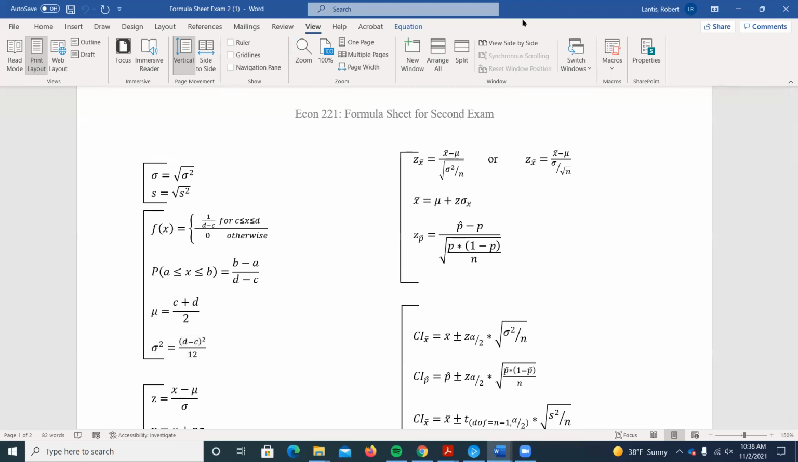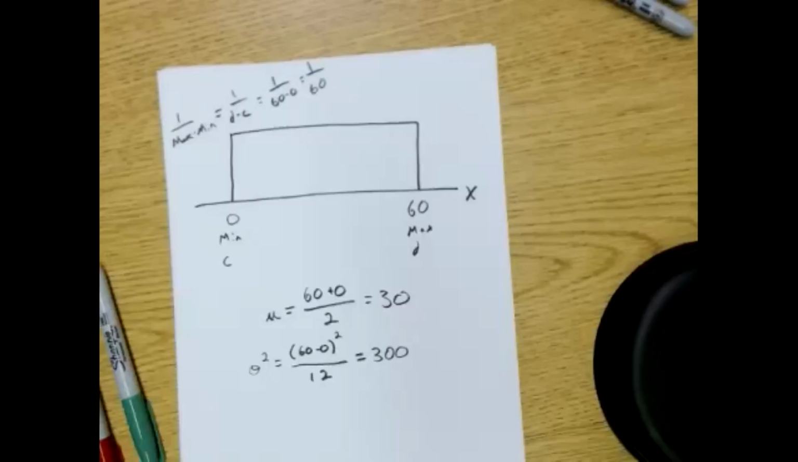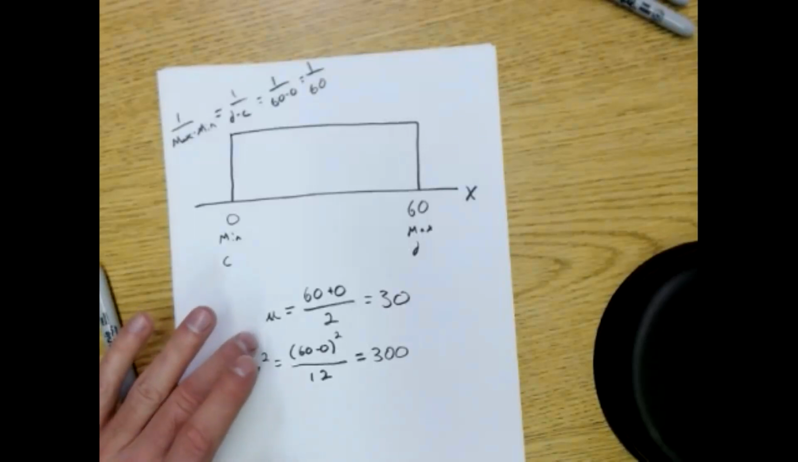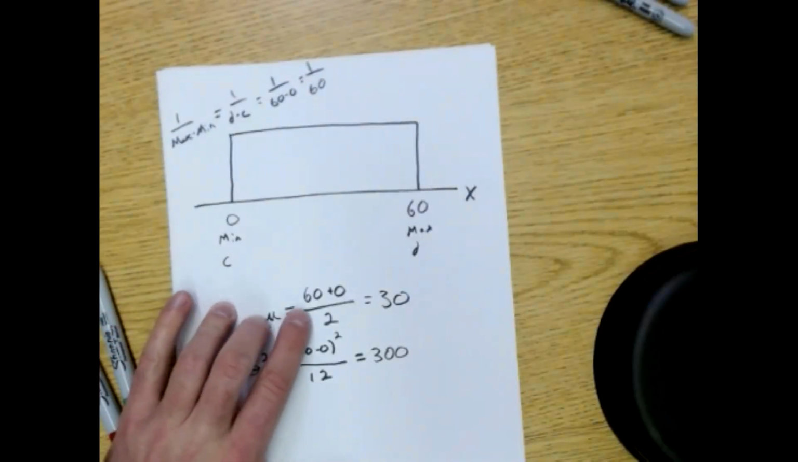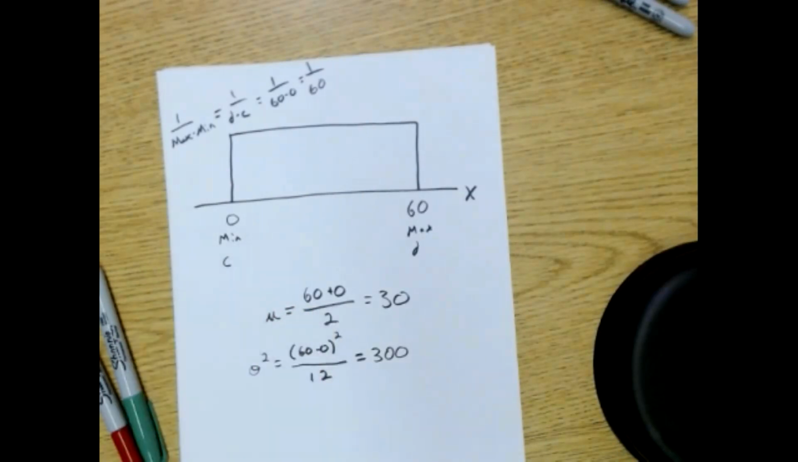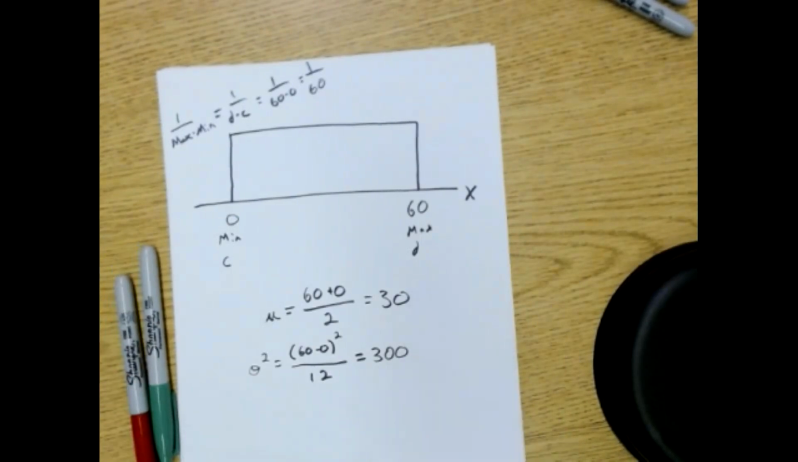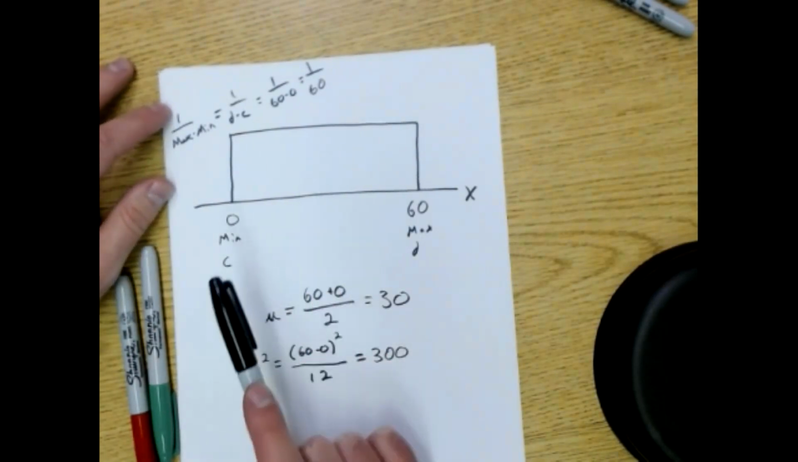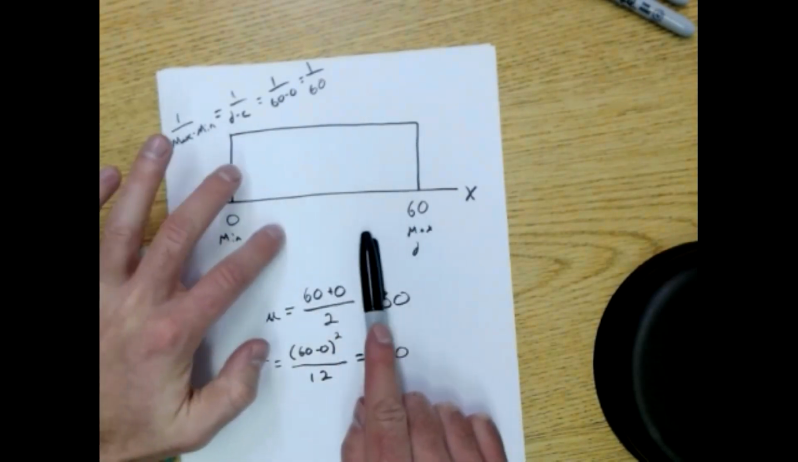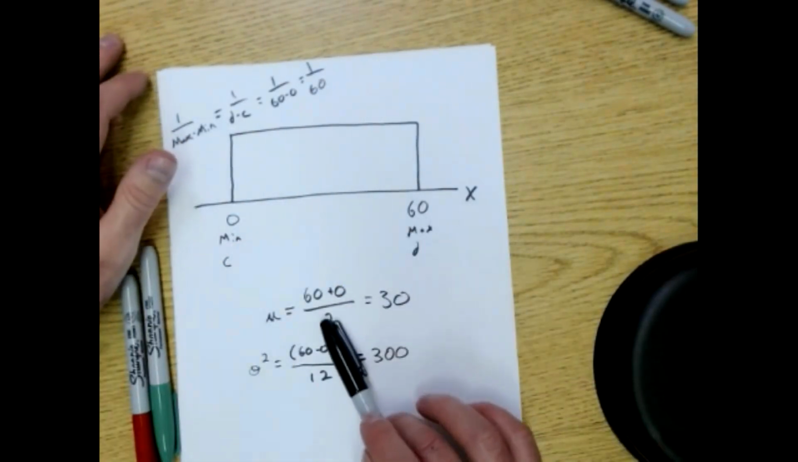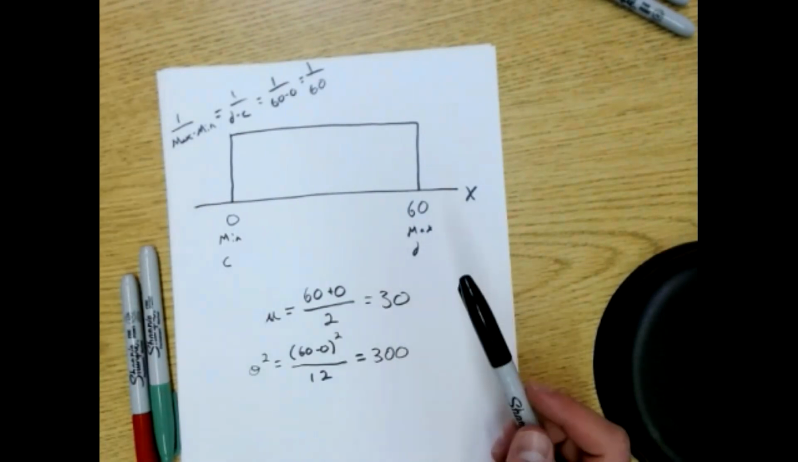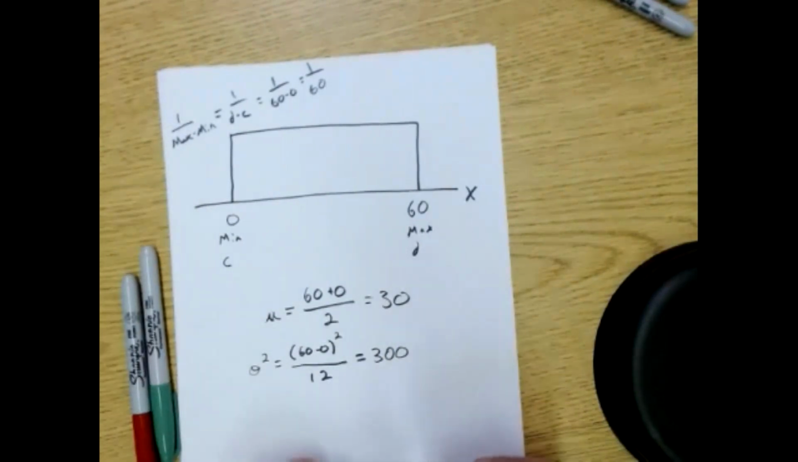So we're just going to go ahead and plug our values in. The mean will be the maximum plus the minimum, so 60 plus 0 divided by 2, which gives us that mean of 30. Notice for a uniformly distributed variable, it will also be symmetric, so the mean will also be the median. Essentially that mean is just the midpoint of this distribution. So you're just looking for that middle value between the minimum and maximum, which means you take the average of the two, add them up, and divide by 2. So that one's easy enough.